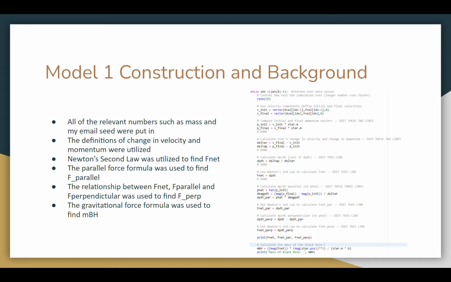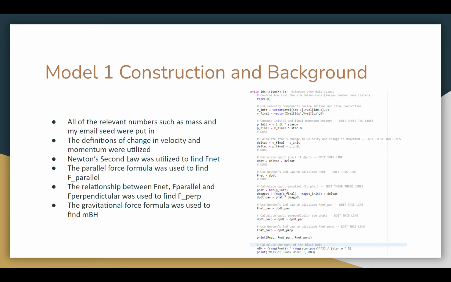Then Newton's second law was utilized in order to find F net. As you can see, F net equals dp dt, or the change in momentum over the change in time. And then from there I found the parallel aspect of the force by finding p hat, and then the difference in the magnitude of the momentum, multiplying that together and dividing it by the change in time. And since F net is equal to parallel force plus perpendicular force, we could just subtract the parallel force from F net to find the perpendicular aspect of the force.